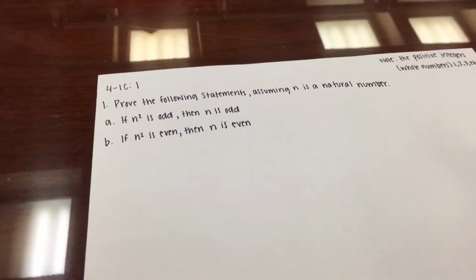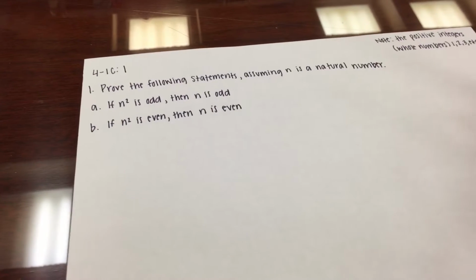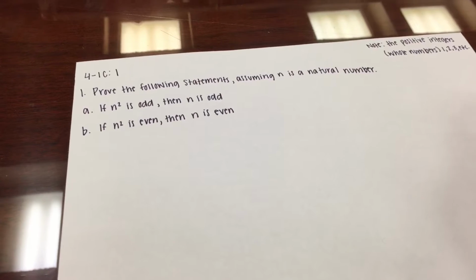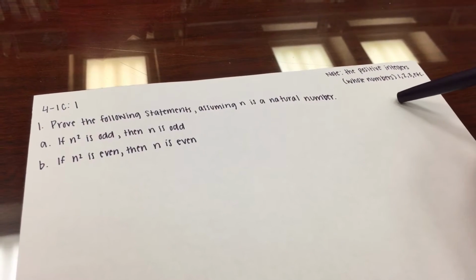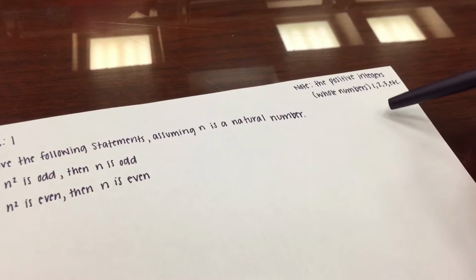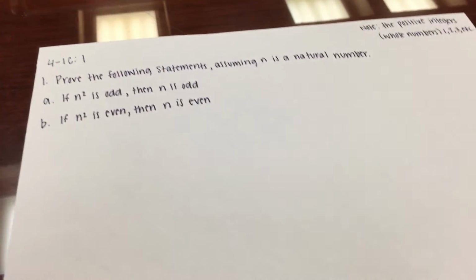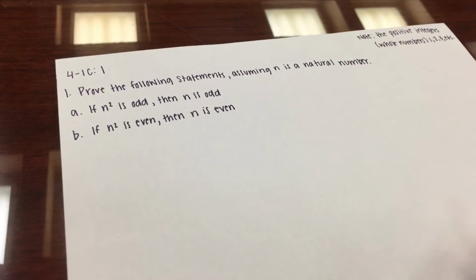Okay, I decided to do 1C problem number 1, and that is prove the following statements assuming n is a natural number. And a little note to self, the positive integers, which are whole numbers 1, 2, 3, etc., those are natural numbers. So we'll start with A: if n squared is odd, then n is odd.